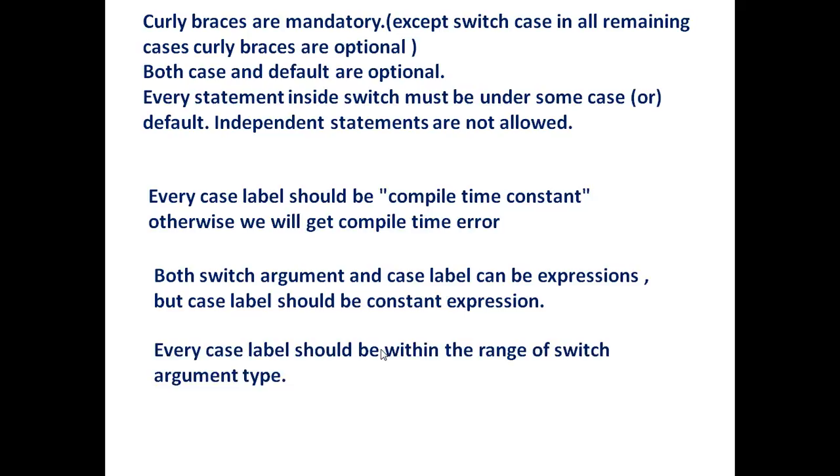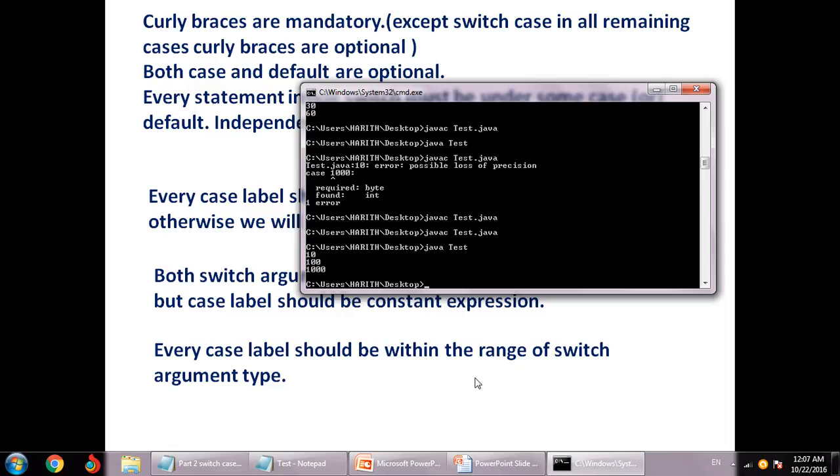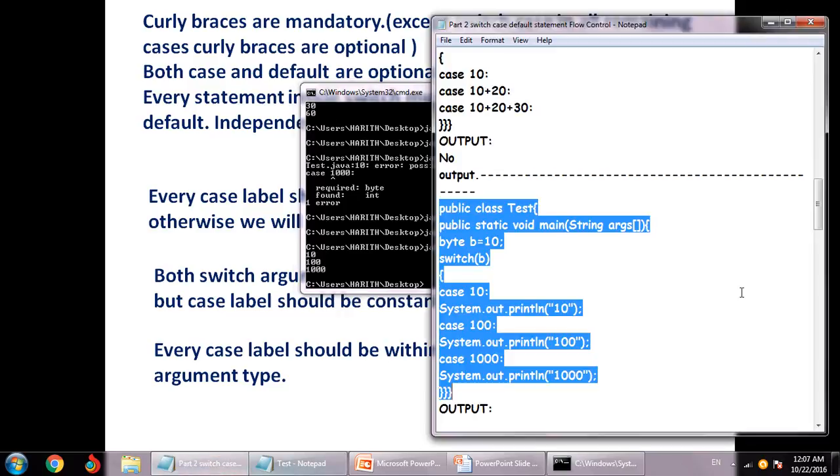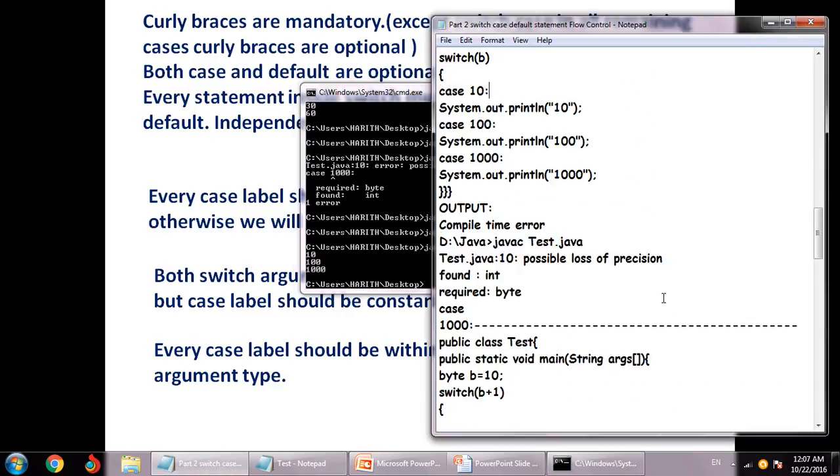The next point states that every case label should be within the range of the switch argument type. So whatever the case label, case 10, case 100, case 10,000, case 1 lakh, it should be in the range of the switch argument, the argument which you pass. For example, if you have cases up to 10 and you are passing 11 and then 12 or say 100, it will be a problem with the compiler. To explain this point further, let me take a scenario.